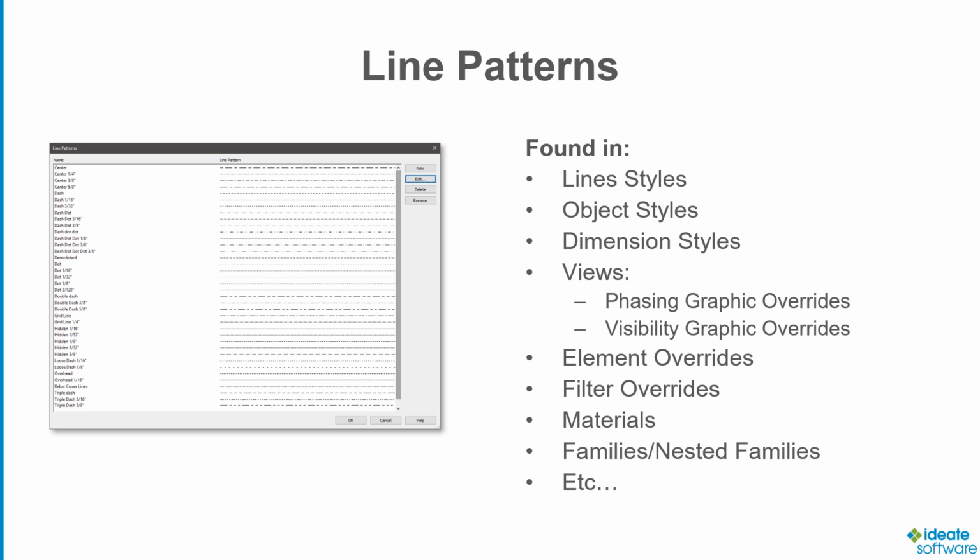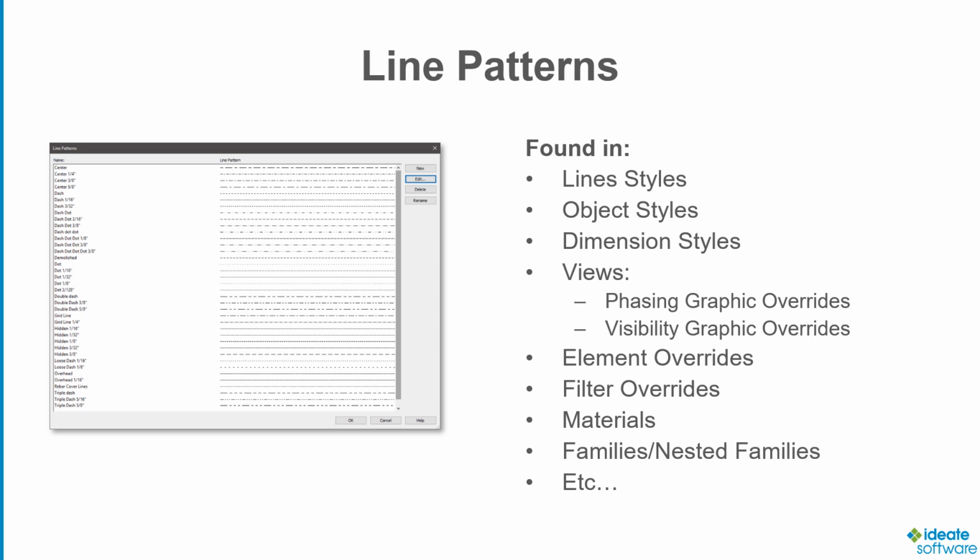So again, when you're creating things like line patterns and line styles, you want to be very much aware of what you're doing and what the impact is going to be on your templates and in your projects. So here's just kind of a list we put together of where line patterns can be found. And when I'm talking about patterns, I'm talking about things that are defining the line style, right? I'm not talking about line weight or the name of it. I'm talking about, is it a dash, is it a dot, what's the length of the dash, what's the length of the space? That's what we're talking about.